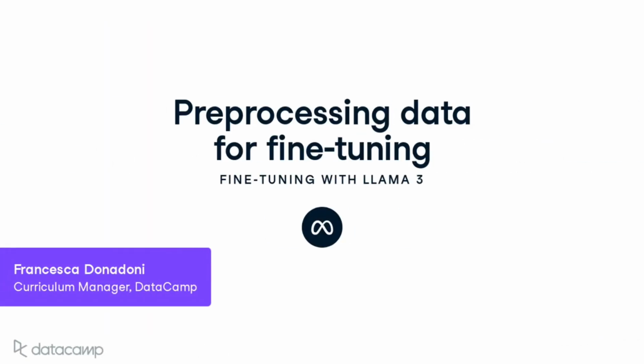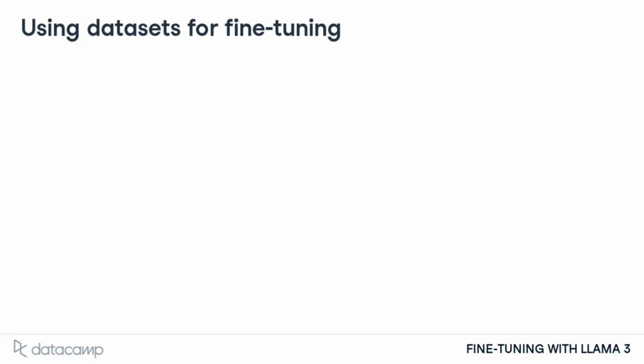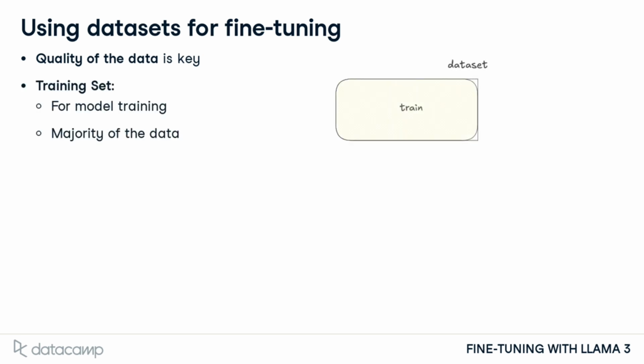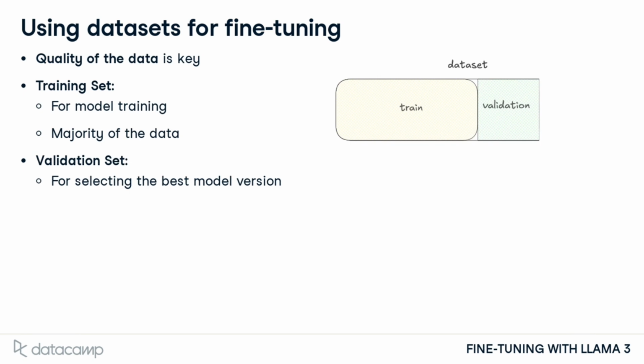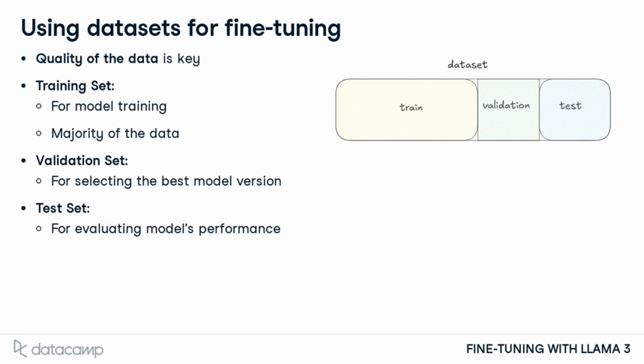Let's go over how to pre-process datasets for fine-tuning Llama models. When fine-tuning, the results are largely dependent on the quality of the data. Datasets are usually split into 3 parts: the training set, for model training using most of the data, the validation set, a separate set to adjust parameters and select the best version, and the test set, to objectively evaluate the model's performance.